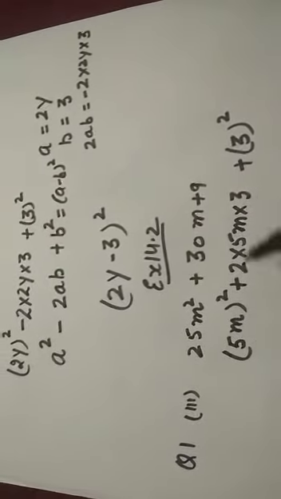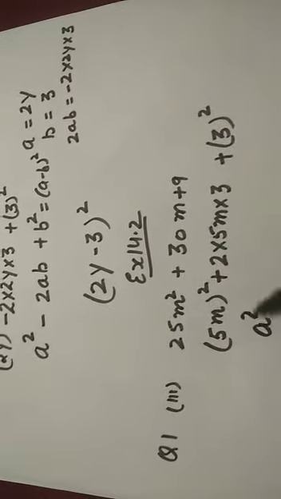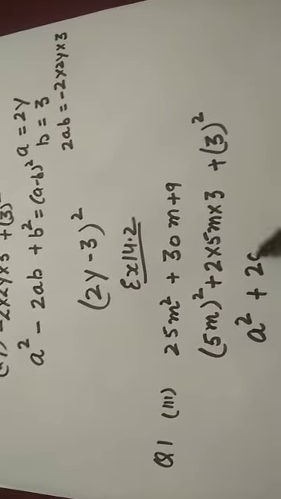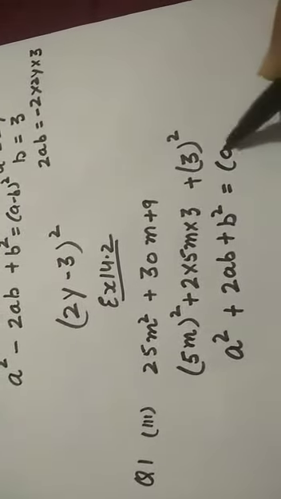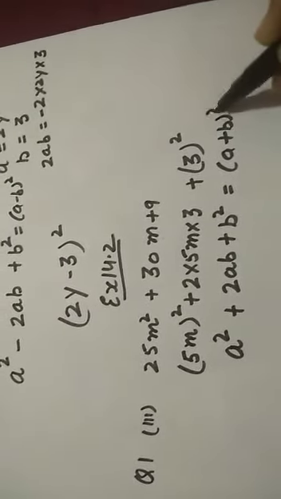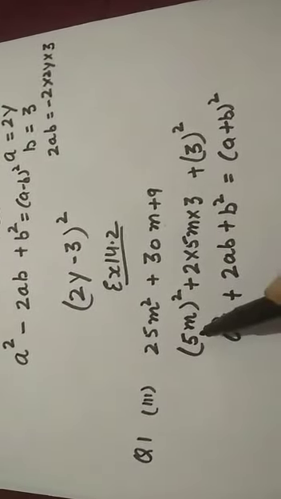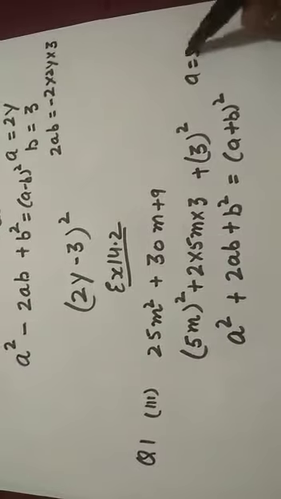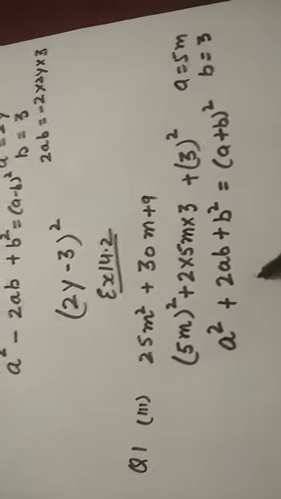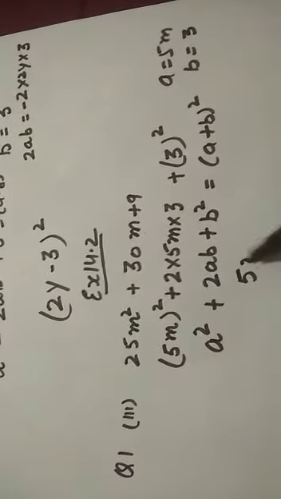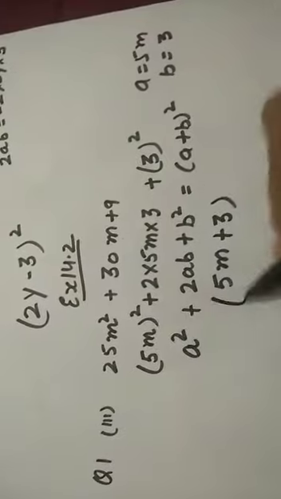It means this is in the form of a square plus 2ab plus b square, which is equal to a plus b whole square. So here a is 5m and b is 3. So the required result will be 5m plus 3 whole square.